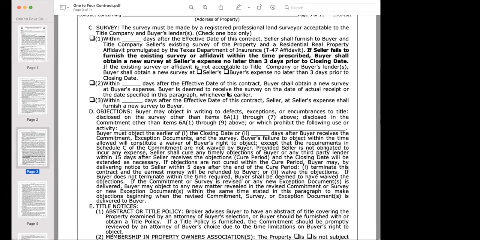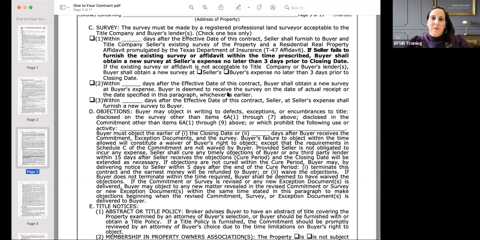Throughout the whole contract, you always see within X amount of days. I learned from my old boss that you put a certain amount of days, or is there an industry standard for each box? Is it what's agreed upon, or is there a usual X amount of days? Yeah, that's a great question.